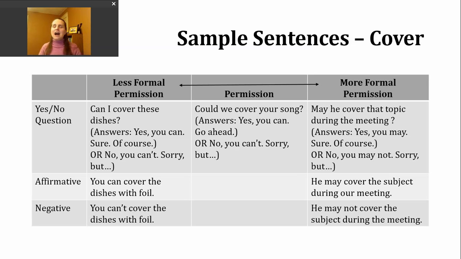And again, if maybe you're talking to a sibling, it's fine to be less formal. And the way you might hear people answer a question about permission is if they can say yes, they can say sure or of course. Or if they don't agree and they don't want to give you permission, right? They can say, no, you can't, sorry, but.